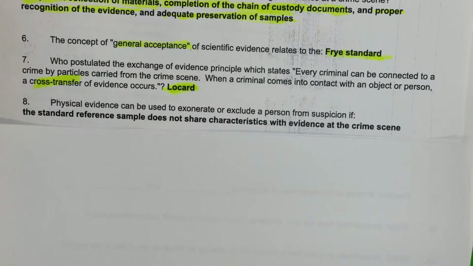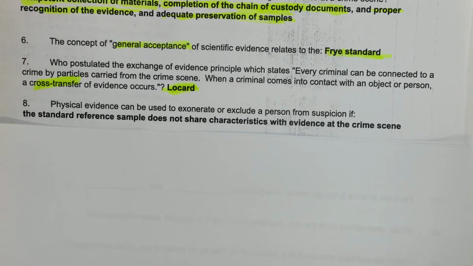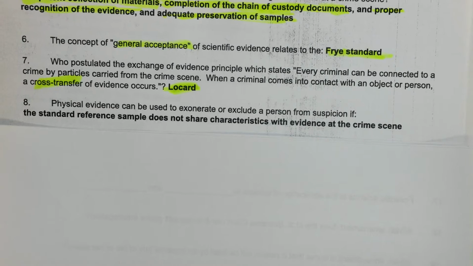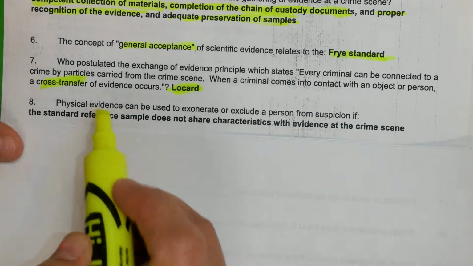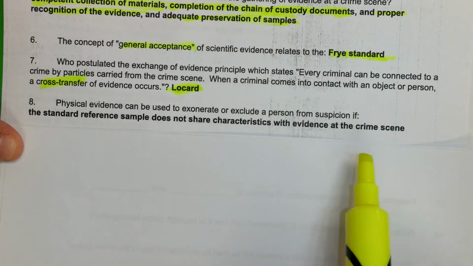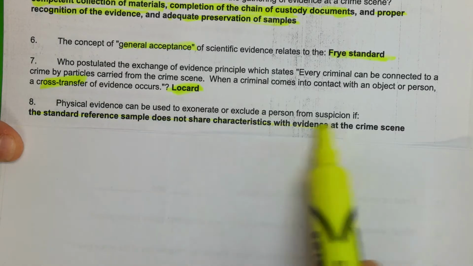Number eight, physical evidence can be used to exonerate or exclude a person from suspicion if the standard reference, of course, the sample, that means the evidence, does not share characteristics with evidence at the crime scene.